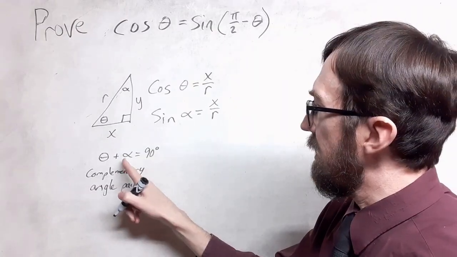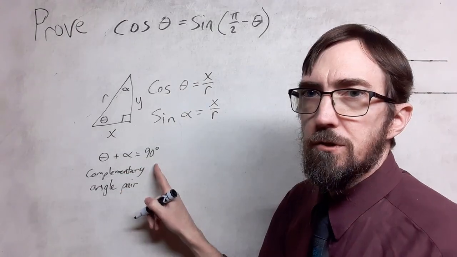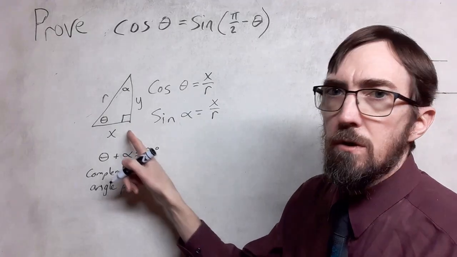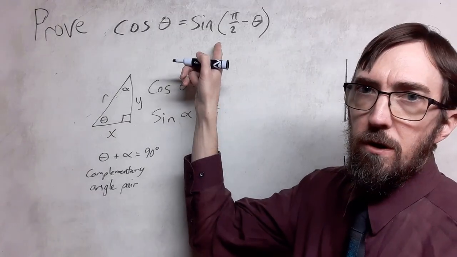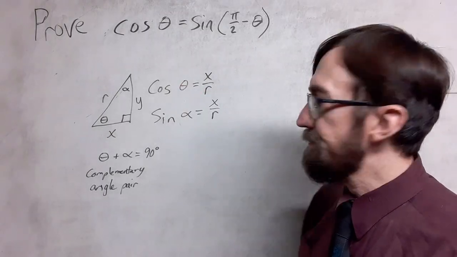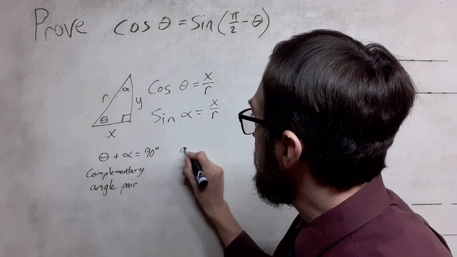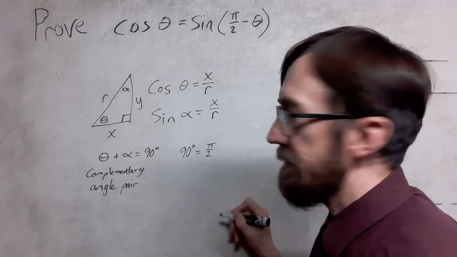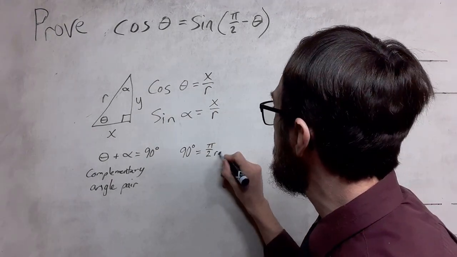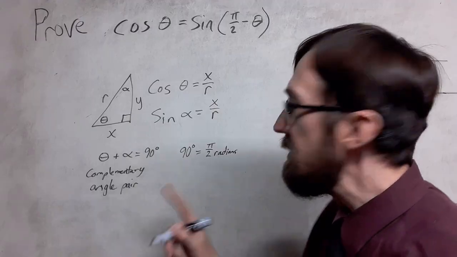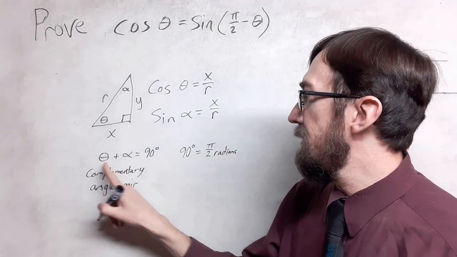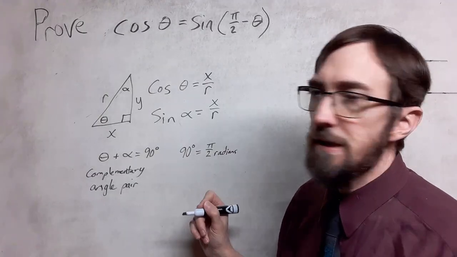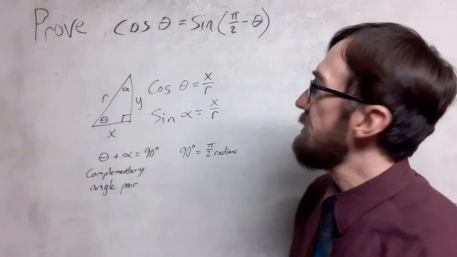We're also going to make use of this. So I said 90 degrees here, which is how a lot of people define the right angle. But I said up here we want to be in radian measure. 90 degrees is equal to pi halves radians. So really what we're saying is that theta plus alpha is equal to pi halves when we're talking about radians. That we can make use of.